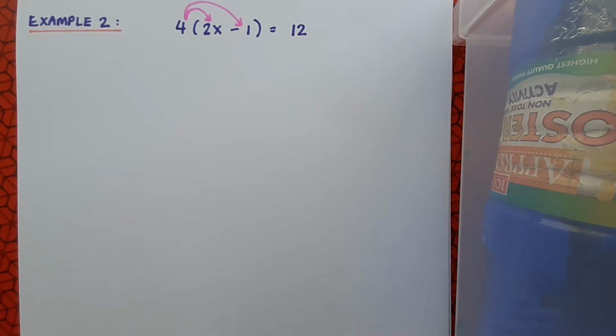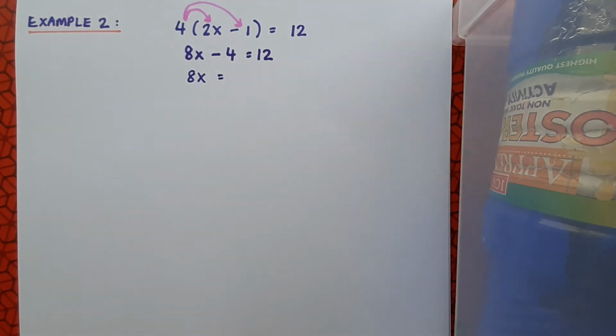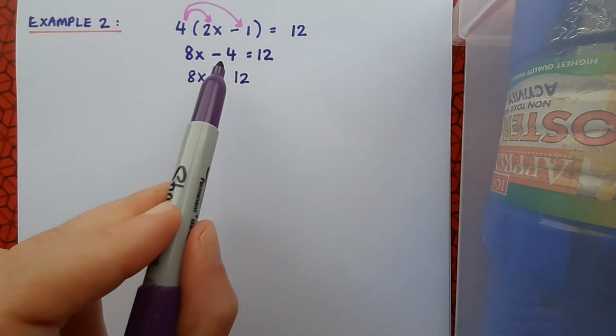So 4 by 2x is going to give me 8x, and 4 times minus 1 is going to give me minus 4. And I still have that equals 12 on the end. Now I'll get the like terms on either side, so the x terms on the left of the equals and the constants on the right-hand side of the equal sign. The 8x is already on the left, so no change there. The 12 is already on the right, so it's just that minus 4 that needs to move across.